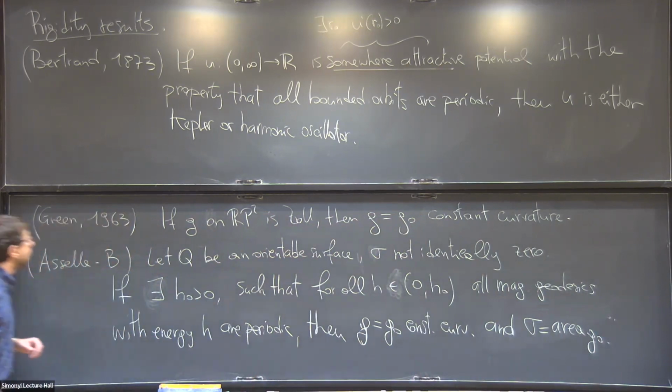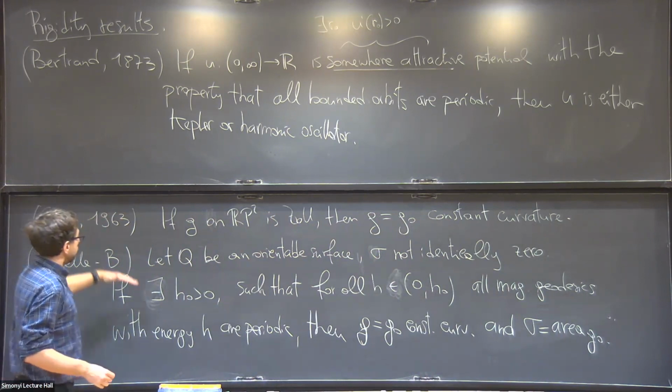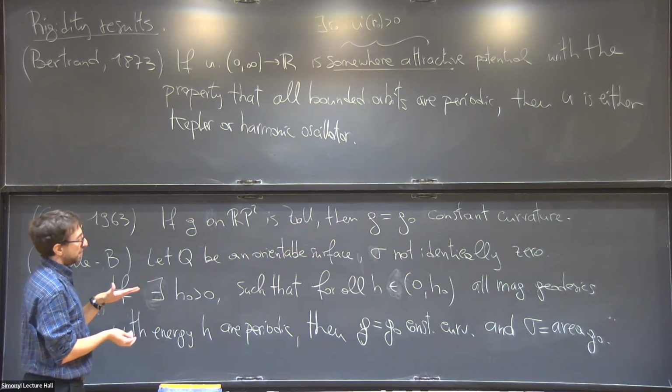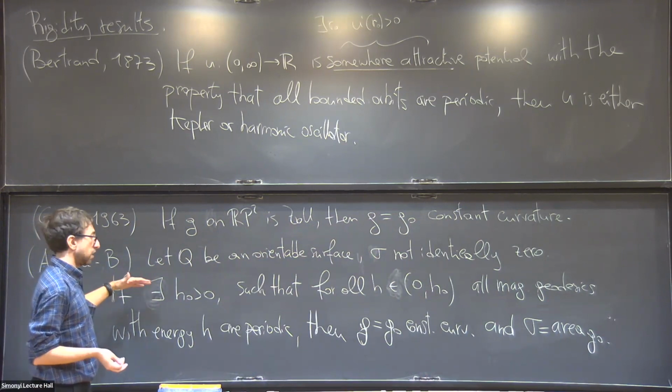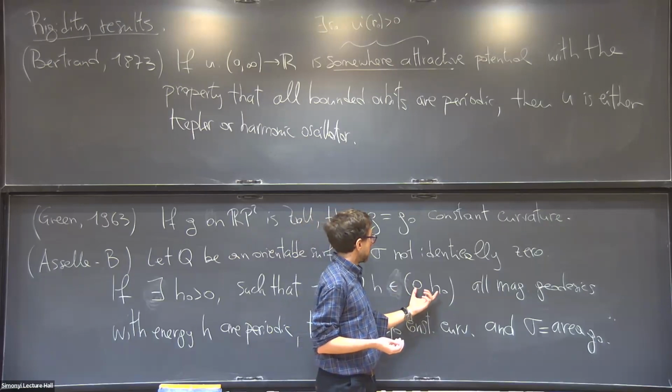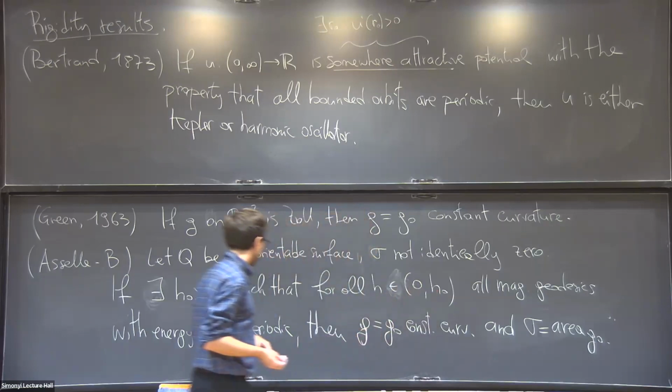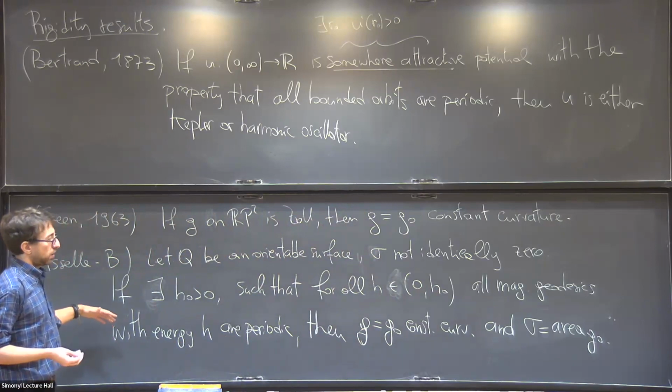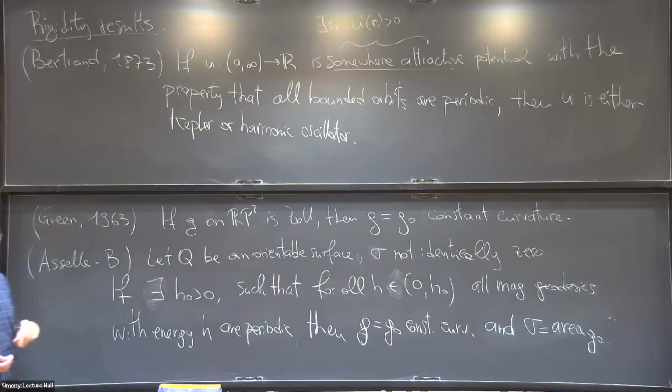Okay, so this is again maybe more similar in spirit to the Bertrand rigidity result. If you have periodicity for an open set of energies, and in this case you want this set of energies to be close to 0, then actually you have very few cases, just the example that we were discussing before.